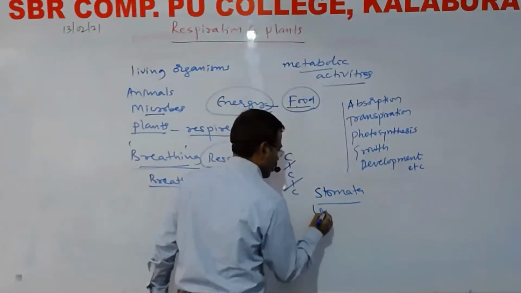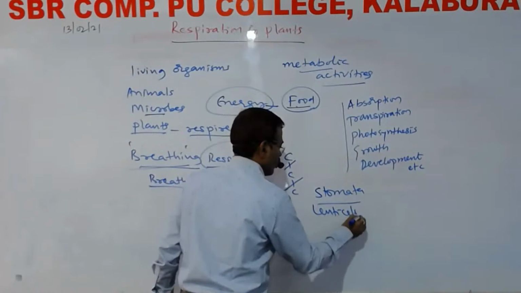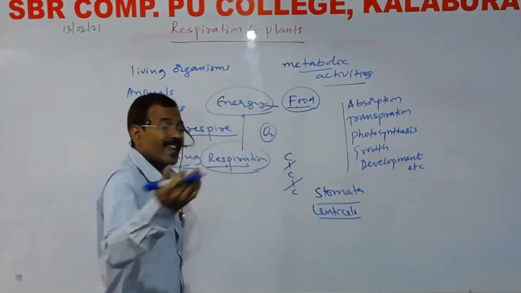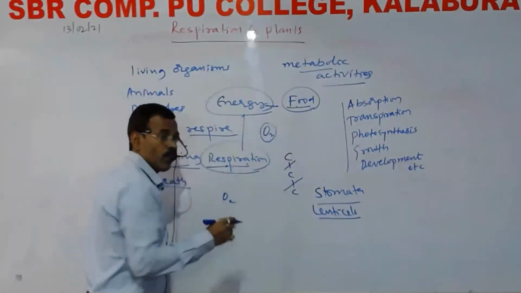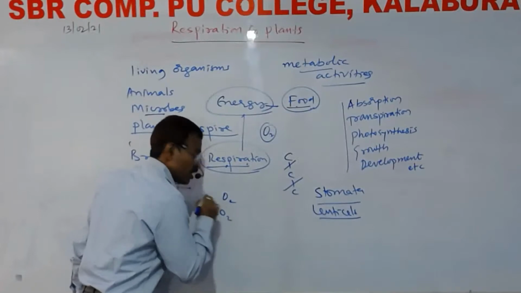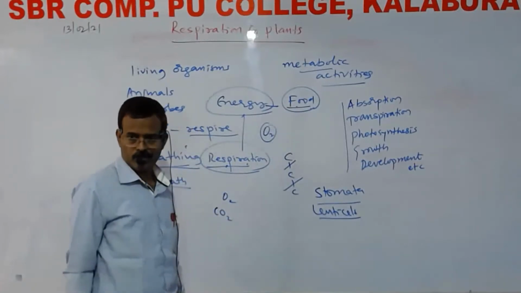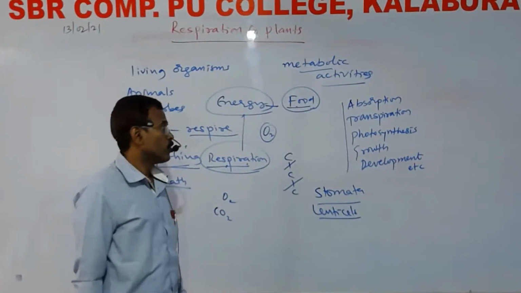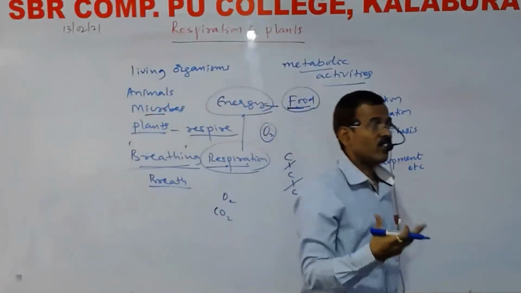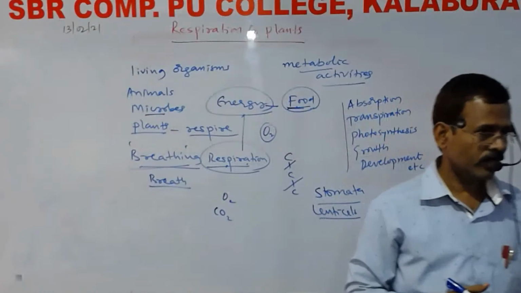You have other structures like lenticels through which exchange of gases will be there. So that is how the plants can get oxygen for respiration, and the plant can get carbon dioxide for photosynthesis. Okay, so we need food. We need food and a substrate for respiration.